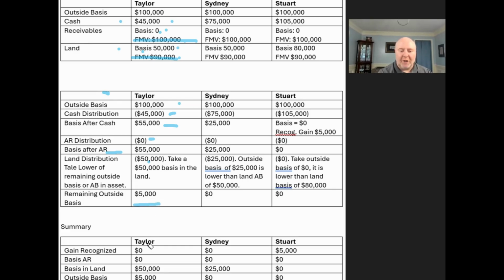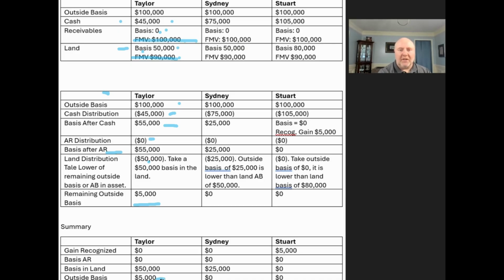If we look at the solution here, there was no gain recognized because we didn't have debt or release of liabilities that exceeded our basis. We don't have a basis in accounts receivable. They told us our basis was zero, so we believed them. We put it at zero. The basis in land was $50,000, so we took the basis in land of $50,000 and we used it here. All of that was 50,000, and then the cash of 45 was 95,000, which means that we had $5,000 remaining for our outside basis.